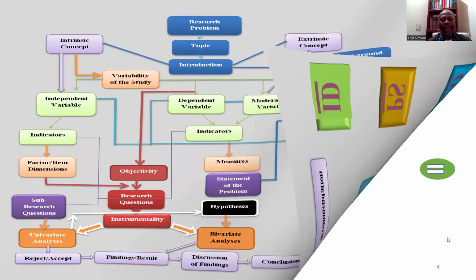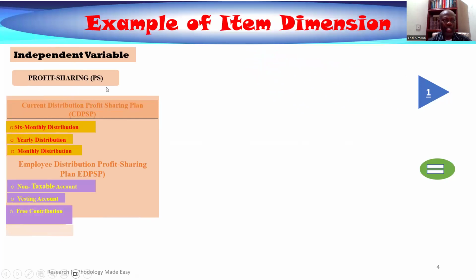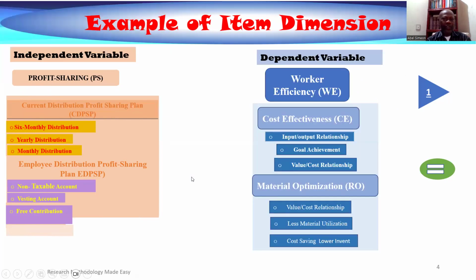Then the item dimension looks like this. You can see profit sharing, and the current distribution profit sharing plan is an indicator of profit sharing. Under this indicator, you have other indicators: six monthly, yearly distribution, monthly distribution. The employee distribution profit sharing plan is another indicator of profit sharing. Under it, you have non-taxable account, vesting account, free contribution. So this is how the item dimension framework looks.